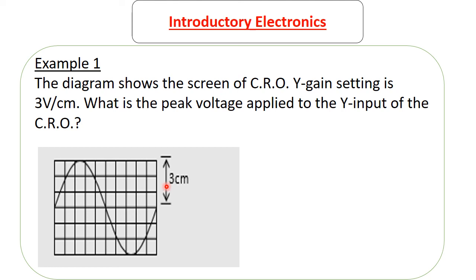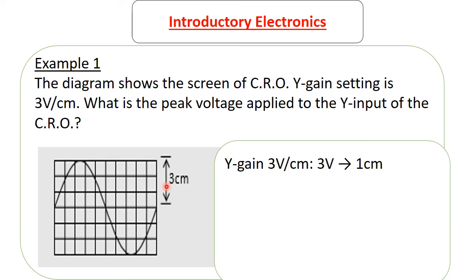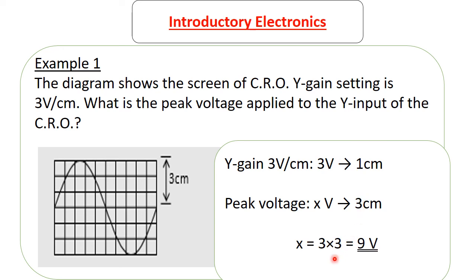But of course, we can use mathematics to help us deal with complicated numbers. With mathematics, we can say the Y gain setting is 3 volts per centimeter, which translates to 3 volts equal to 1 centimeter. Now, how many volts are going to be equal to 3 centimeters on the screen? Because our peak voltage is what we're looking for. So we do what is called cross multiplication, where we multiply this and this, and this and this. So x times 1 gives us x, and 3 times 3 gives us 9. So the peak voltage is 9 volts.